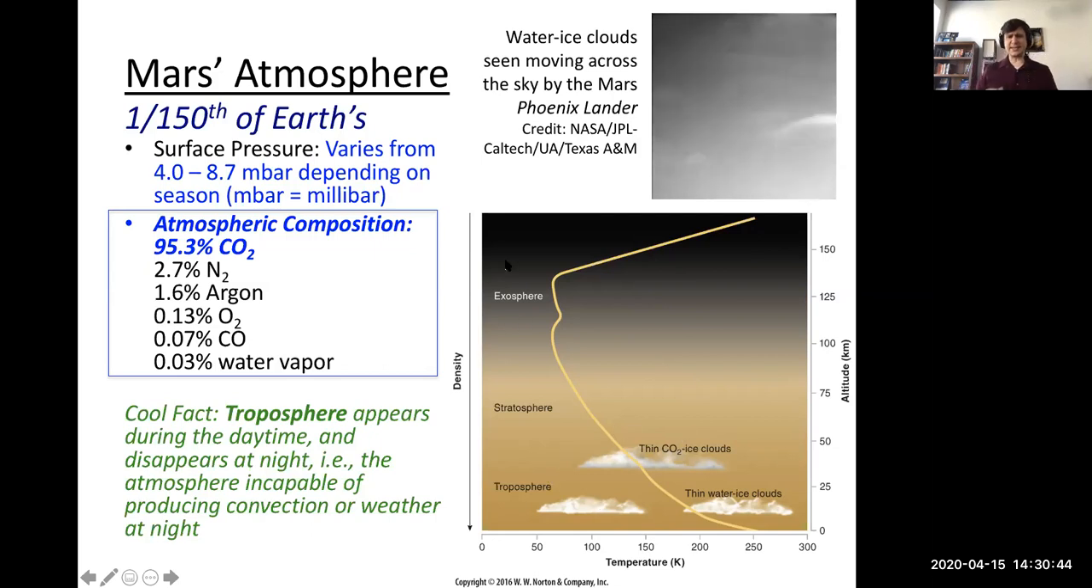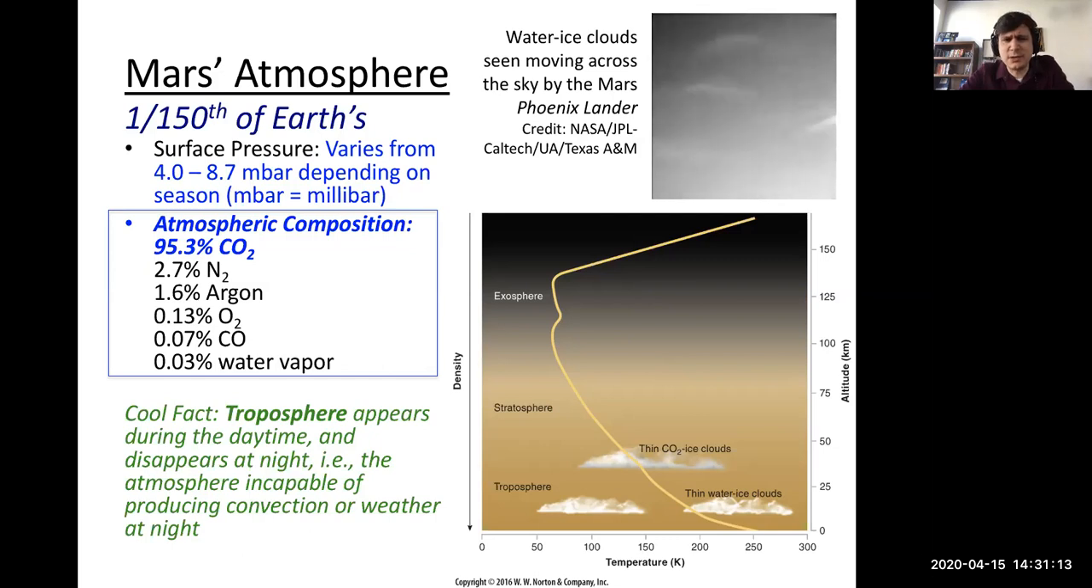So as I was saying, it's a thin atmosphere. It is about 1/150th of Earth's atmosphere, which gives it a surface pressure of about 4 to 9 millibars. Now, I know that's a new unit, but 1 millibar is about the same as a milliatmosphere. Bars and atmospheres are very, very close, but we tend to measure the surface pressure on Mars using bars rather than atmospheres. So it's 4 to 8 millibars.